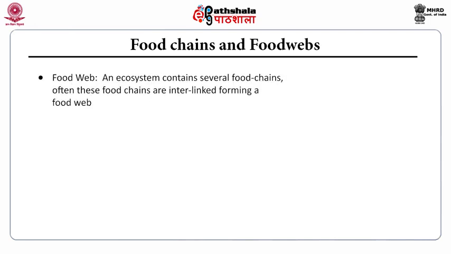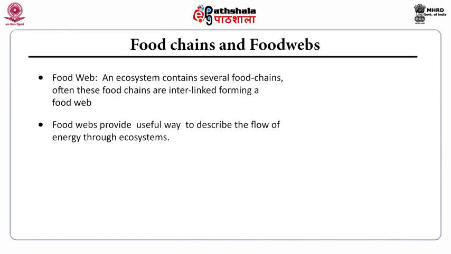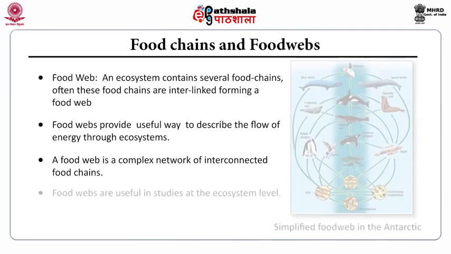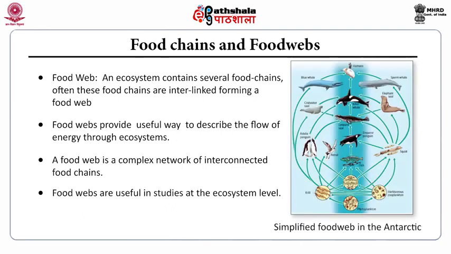Then we have the food web concept. An ecosystem contains several food chains. Often these are food chains which are interlocking to form a food web. Food webs provide a useful way to describe the flow of energy through an ecosystem. A food web is a complex network of interconnected food chains, as shown in this diagram of the Antarctic food web.